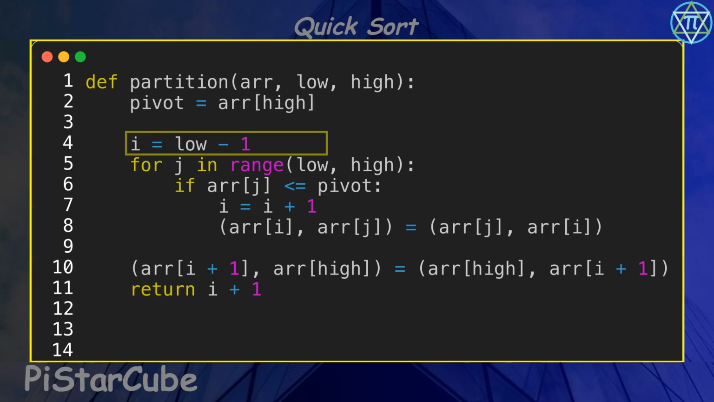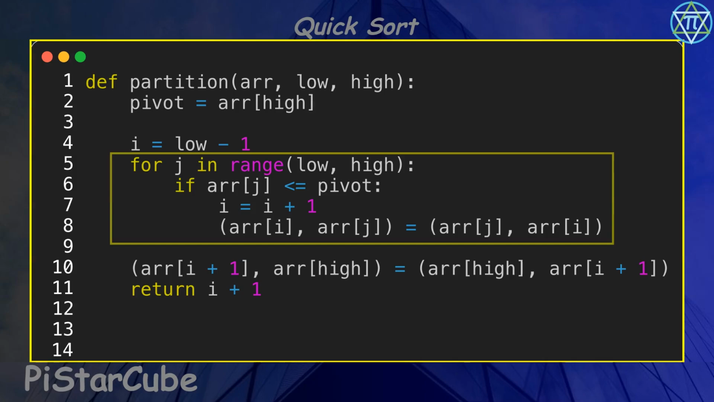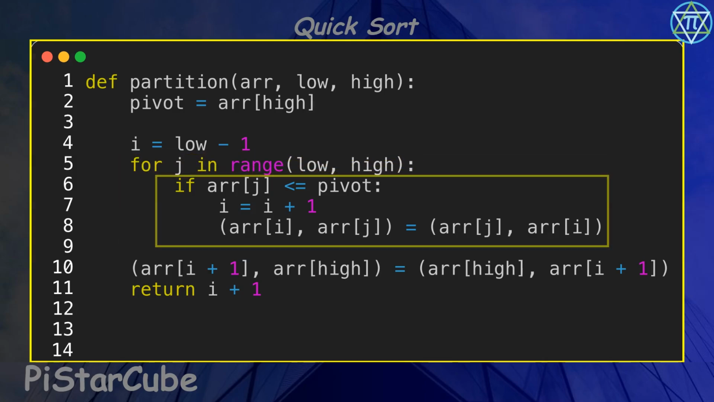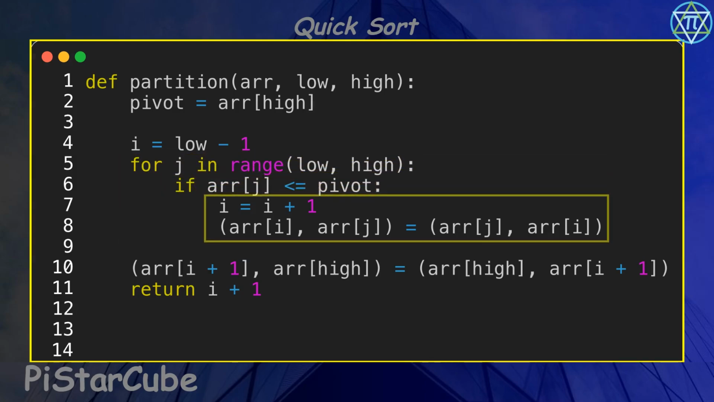Then we initialize i equals low minus 1, which is the boundary for elements smaller than the pivot. We use a for loop that iterates through the array from low to high minus 1, comparing each element with the pivot. Inside the loop, if an element is less than or equal to the pivot, we increment i and swap the current element with the element at position i. This ensures that smaller elements move to the left of the pivot.